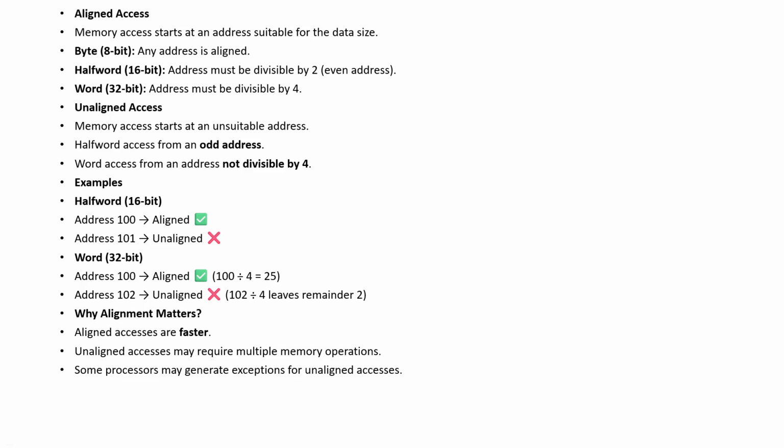Now we will learn about aligned and unaligned access. In aligned access, memory access starts at an address suitable for the data size. 1 byte refers to 8 bits, and any address is aligned. A half word is 2 bytes, that is 16 bits, so the address must be divisible by 2. A word is 32 bits, which is 4 bytes, so the address must be divisible by 4.